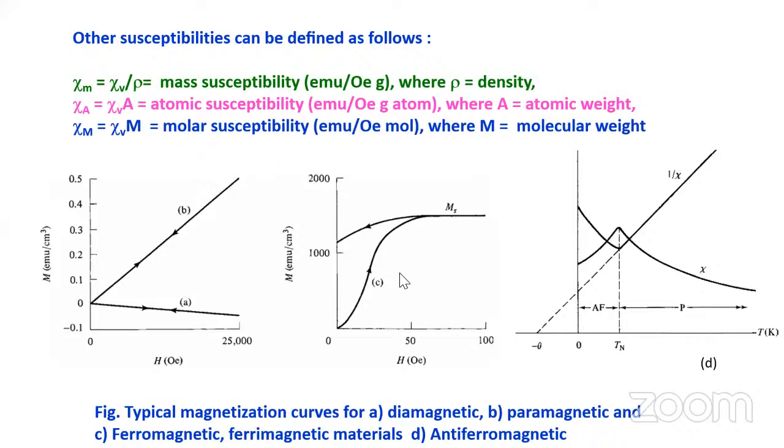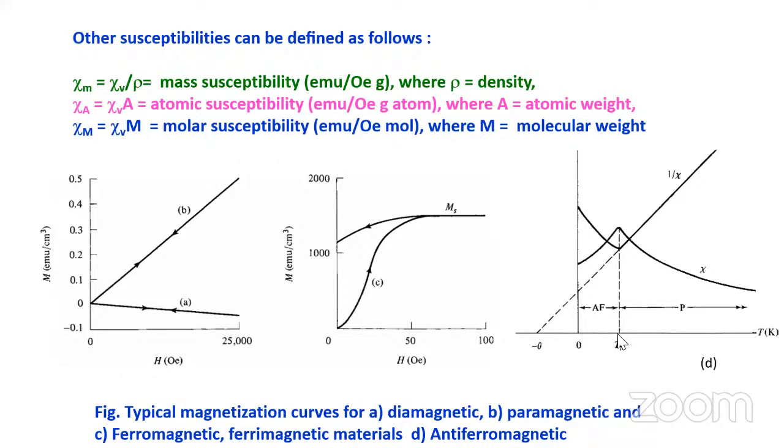So the temperature at which such a transition takes place is called the transition temperature, or for a ferromagnetic substance, it is also called the Curie temperature. For antiferromagnetic substances, it is designated as the Néel temperature. So this is the characteristic of antiferromagnetic substances.